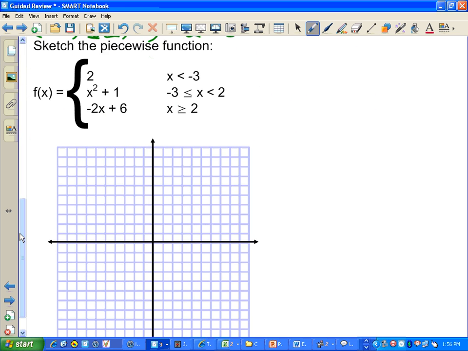All right, graphing piecewise. My function follows these 3 rules.